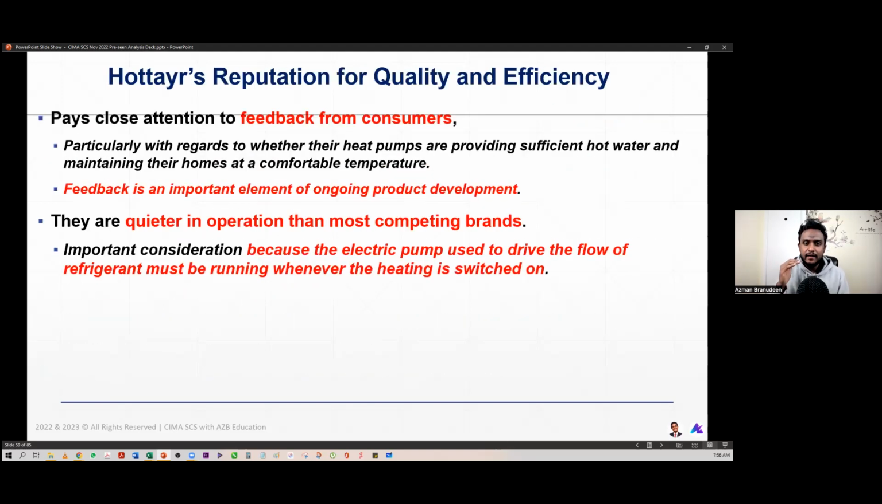Further, we pay close attention to consumer feedback, particularly with regards to whether their heat pumps are providing sufficient hot water and whether they are maintaining their houses or homes comfortably in terms of temperature. Obviously, that's the main point that we need to be focused on, because we are into domestic heating, and if our products don't really do the job, it's going to be an issue. So we are always keeping track. Feedback is an important element of ongoing product development, right? In fact, with residential heating, it's very important, because you never know how these things can really play out.